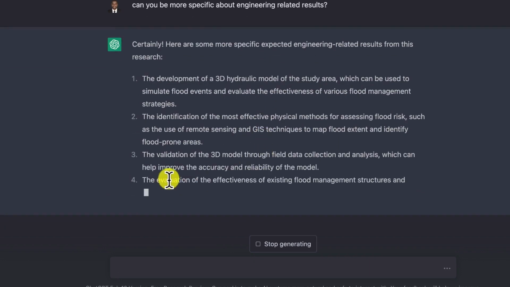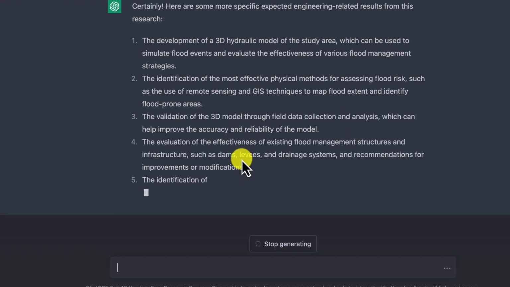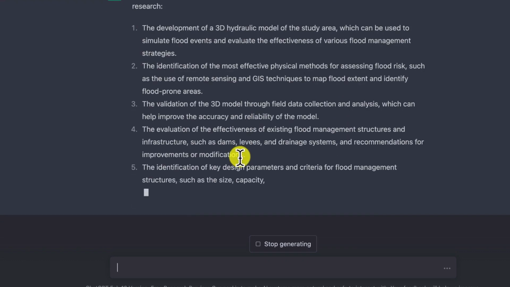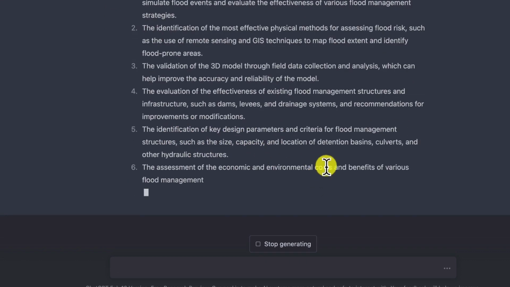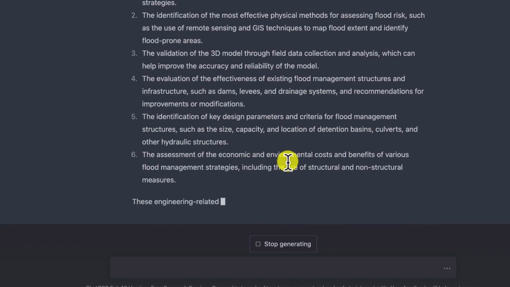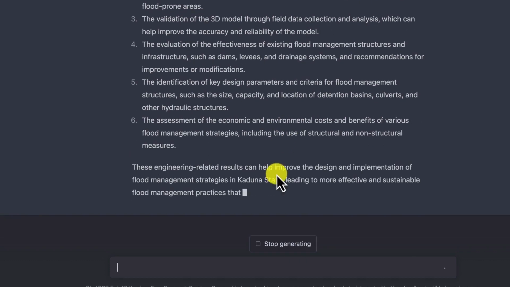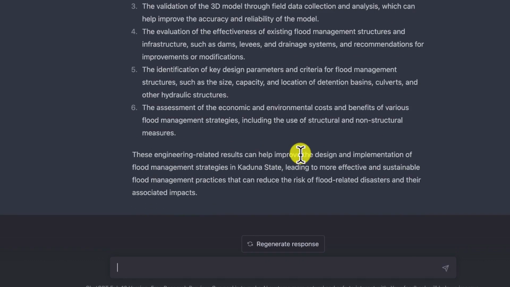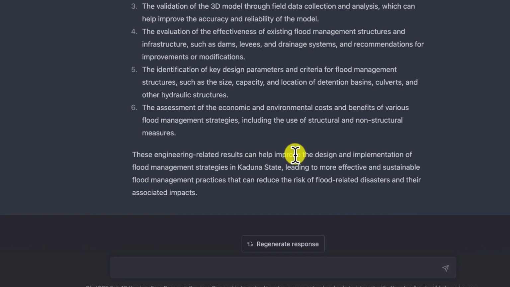Okay, it's going to give you this, and a validation of the 3D model through field data collection and all that. It's going to give you all this at the end of the research, and the identification of key design parameters and criteria for flood management. It's going to give you this as well. And then the assessment of the economic and environmental costs. It's going to give you all this. So this is just a summary of what it's going to cover, what is expected for this research. So the last thing that I want to cover is references.